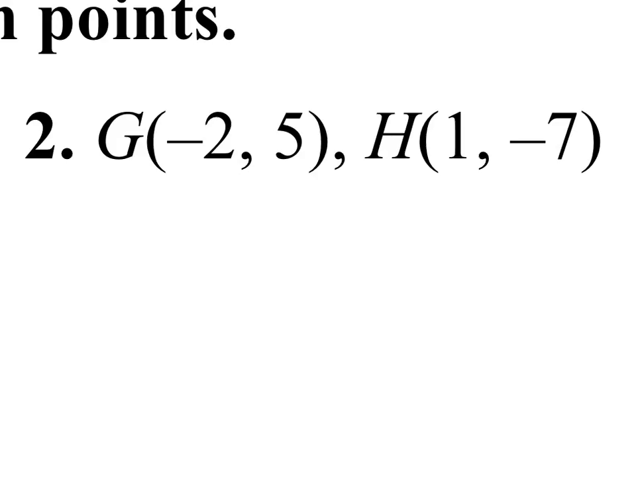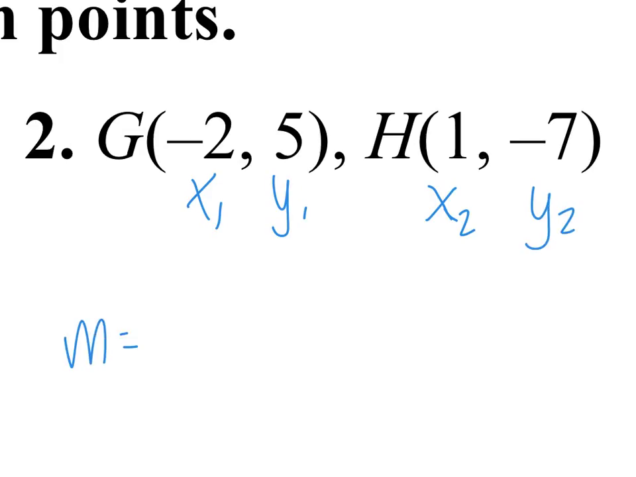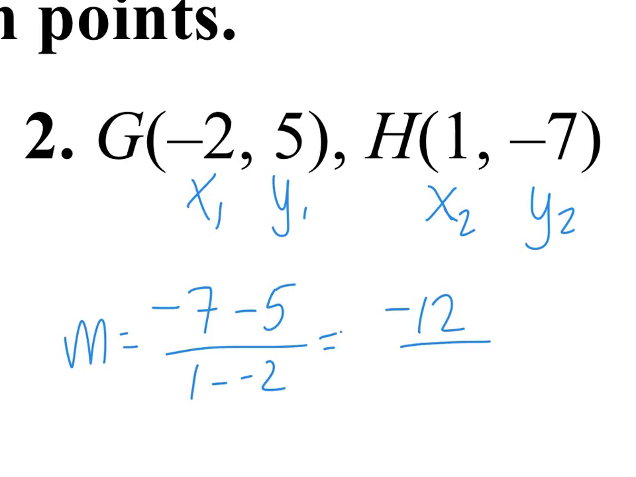This gives us the points negative 2, 5, and 1, negative 7. First thing I'm going to do, I'm going to call this x sub 1, y sub 1, and call this x sub 2, and y sub 2. And so my slope m is equal to negative 7 minus 5 divided by 1 minus negative 2. Negative 7 minus 5 is going to give us negative 12. And then 1 minus negative 2 is really 1 plus 2. So we get negative 12 over 3.